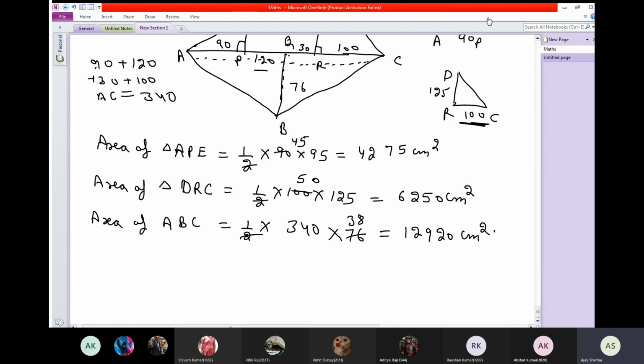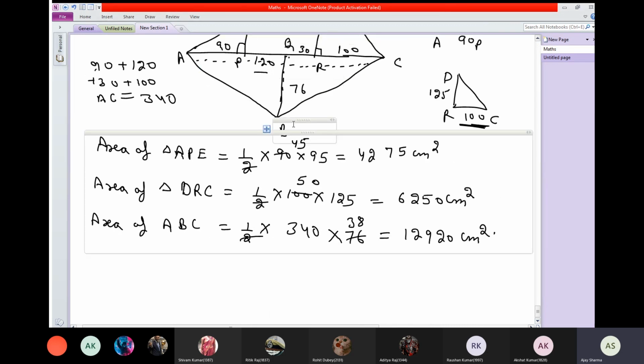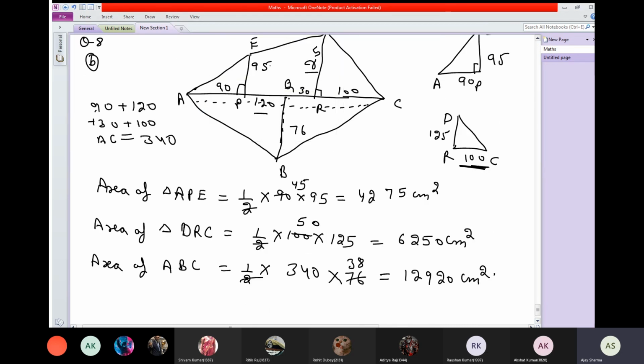And how do you define a trapezium? If a quadrilateral has one pair of opposite sides parallel, then it is a trapezium. So this is our trapezium. This one is the trapezium.